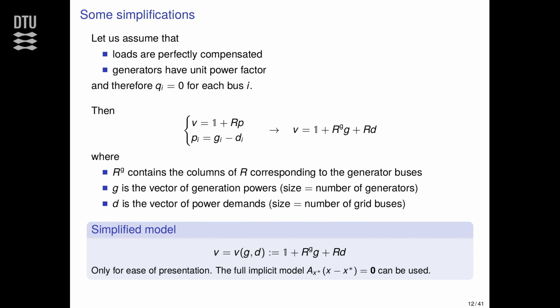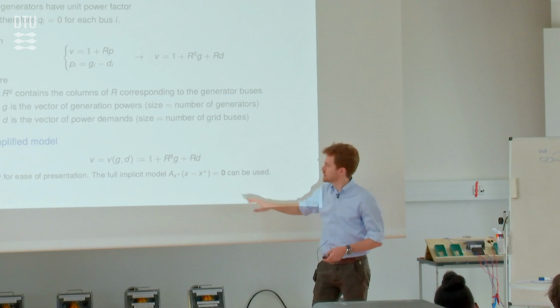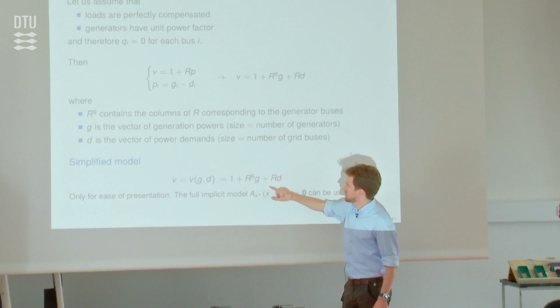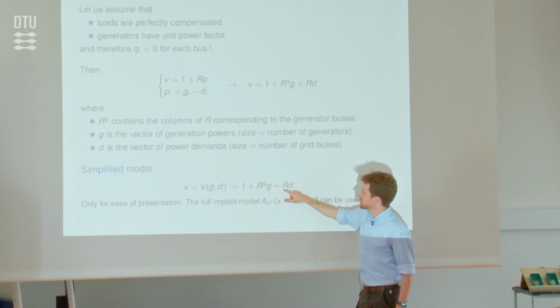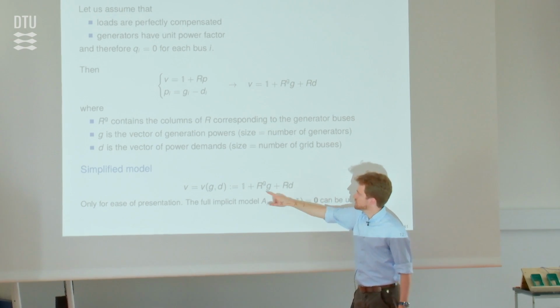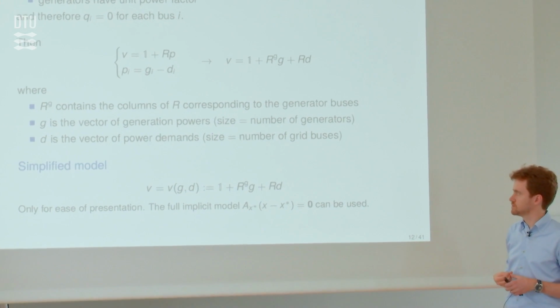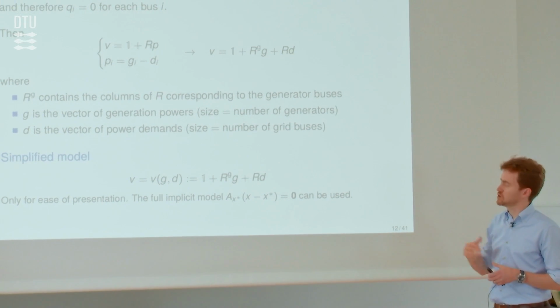So the power flow equation that we have is now voltage is 1 plus RP, which tells you if I inject active power, then it will raise the voltage of the grid. And P is the difference between what's generated and the power demand. If you put them together, you have this model here, which is basically the one you will use in the exercise. The voltage is this function V of generation and demand. It's 1 plus matrix RG times the generation, minus matrix RD times the demand. The matrix RG is just the columns of R corresponding to the buses where you have generation. Okay? Because you don't have generation everywhere.